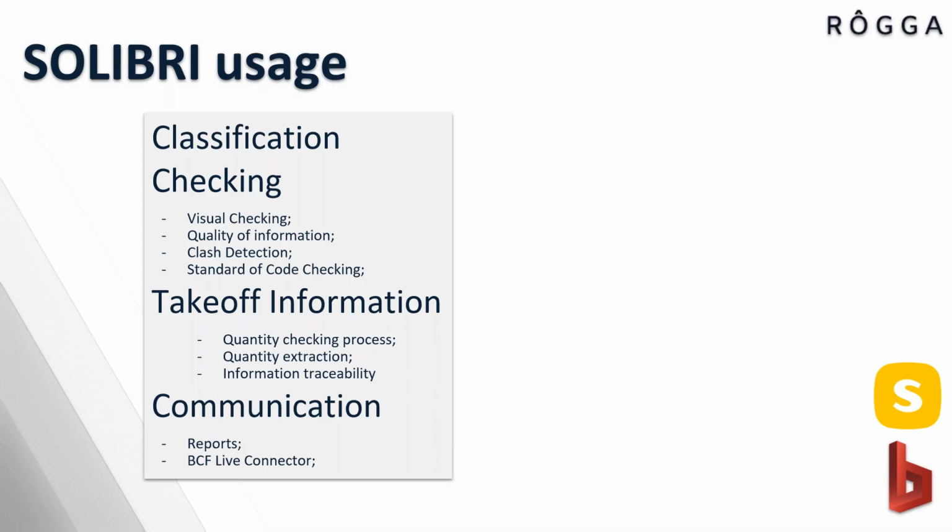The first one is visual checking. The second is quality information. Third, clash detection. And the last is checking against the standards of our own code. The third main use for Solibri here is the takeoff information process, for the quantity checking process, quantity extraction, and information traceability.